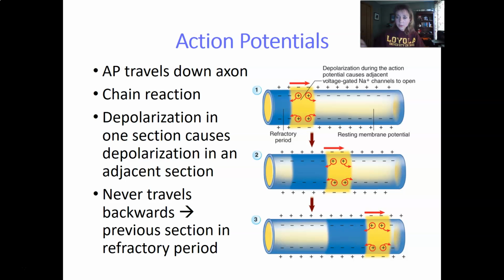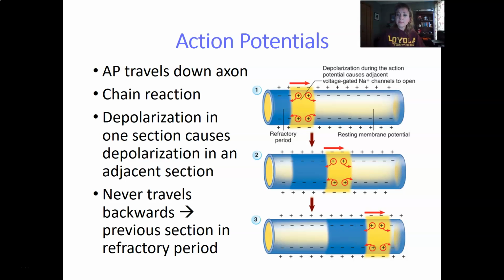They're always going to flow in one direction. They are unidirectional. And the reason why is because if we take a look at picture 2, when picture 2 is depolarizing, the section in picture 1 is in its refractory period. And remember what I said about the absolute refractory period? You can't receive a stimulus. And this stimulus, it's not growing. And so even if section number 1 is in a relative refractory period, it's not going to be able to stimulate that to generate more action potentials. So it's never going to travel backwards.